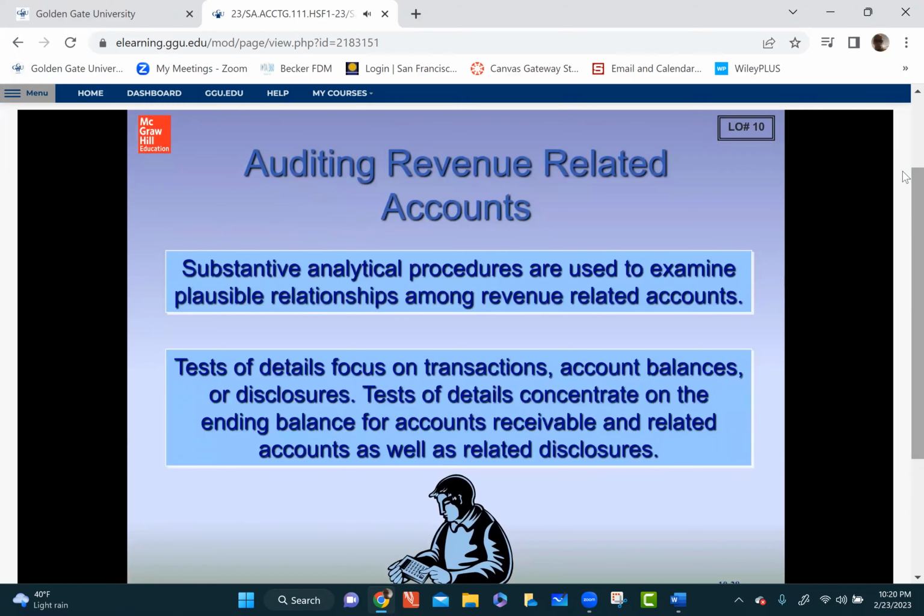So while we're getting information to audit sales, we can get some information that'll help us to audit accounts receivable. And while we're auditing accounts receivable, we get information that is helpful to help us to audit the revenue. So we're going to talk about auditing accounts receivable in this chapter here, where we're talking about auditing revenue.